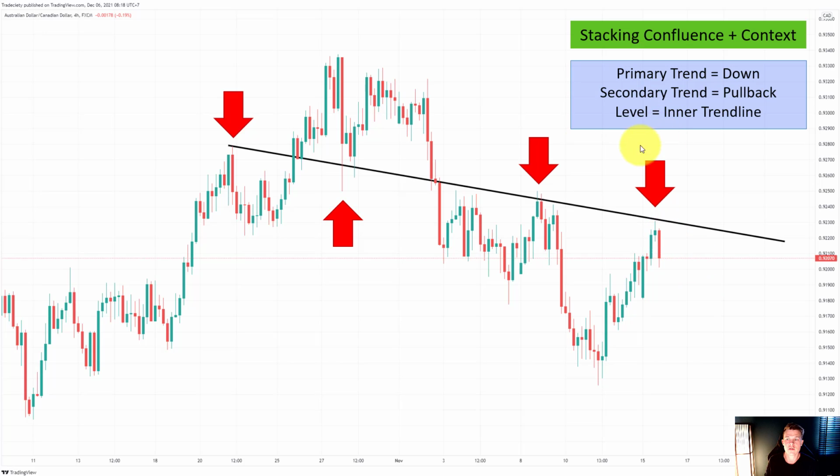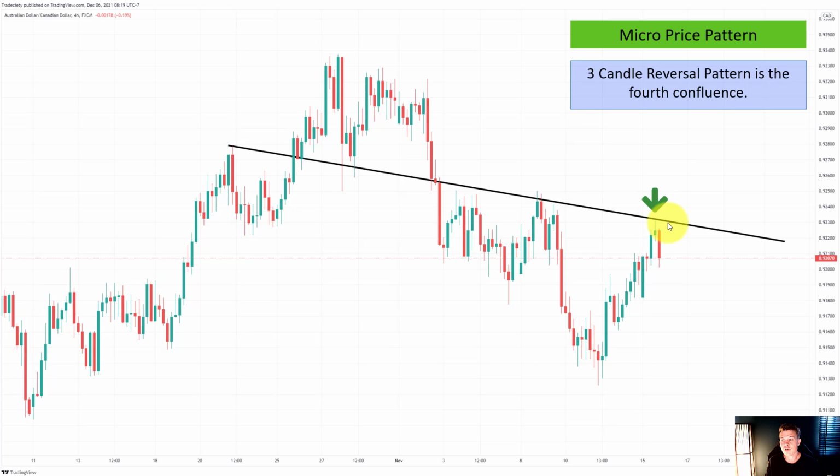And we are also having a level. So we are also looking for the pullback to end at a level that makes sense overall. We also have a micro pattern on the higher time frame. This is a 3-candle reversal, which is in my experience one of the most important and most reliable reversal patterns. This is a really nice signal if you can get it in the right context and in the right confluence.